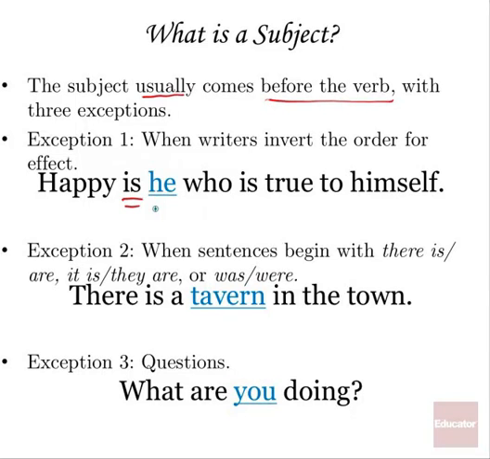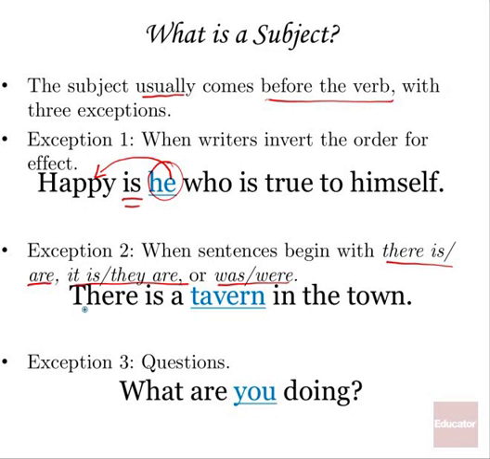Is our main verb. It's a linking verb. It connects the subject to its complement, happy. But he is the person who's doing the being. That's the subject. The second exception, when sentences begin with the construction there is, or there are, or it is, they are, or was or were.